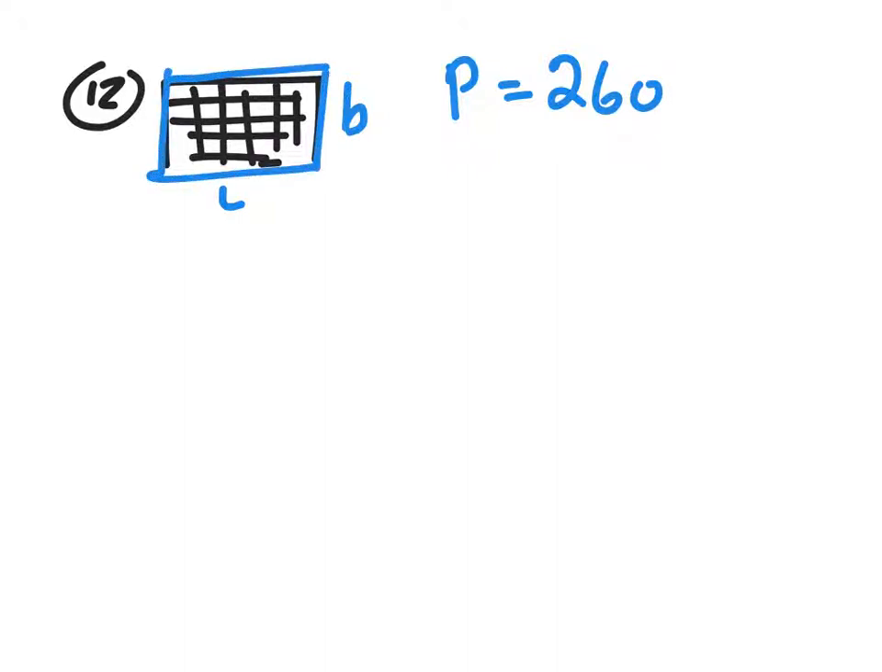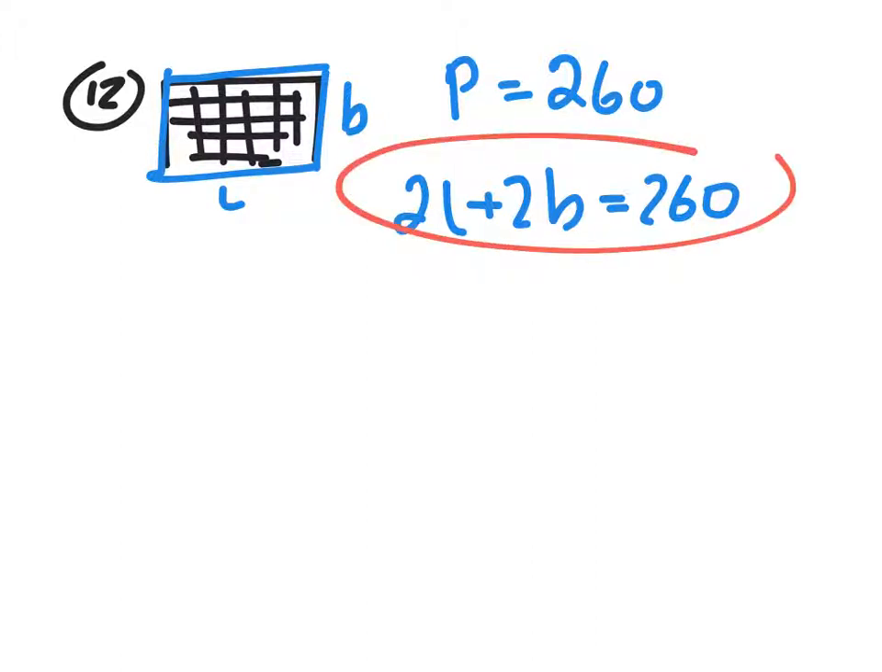Question 12, again, this is a question that wasn't done too well. We know that the length of the grid is L and the breadth is B. The question tells us that the perimeter is equal to 260. Now, the perimeter of the shape is just the distance round the outside. So that means 2L plus 2B equals 260.